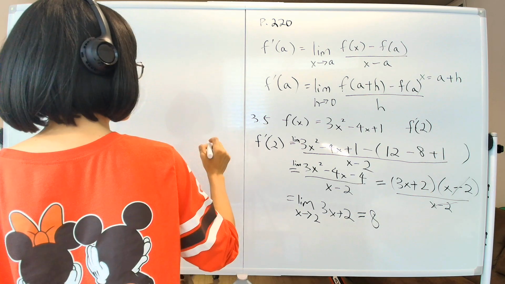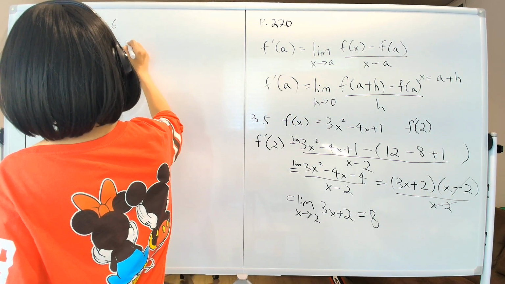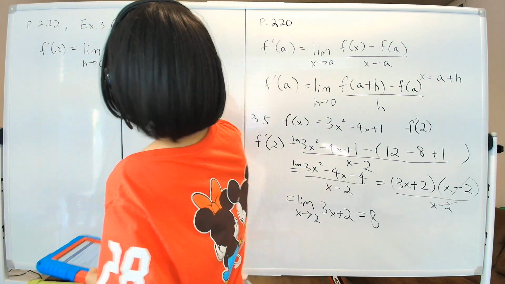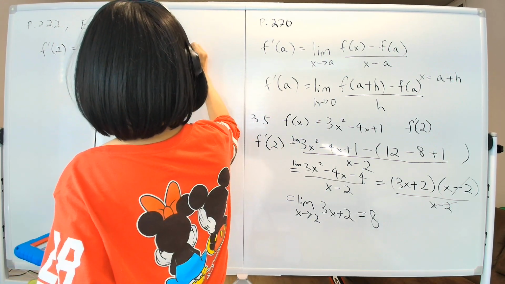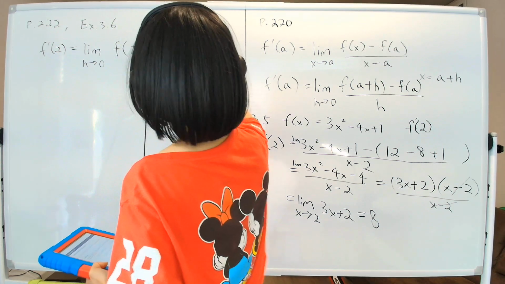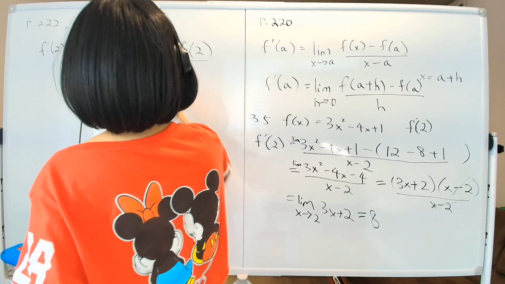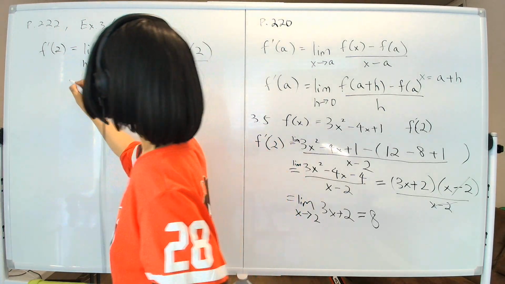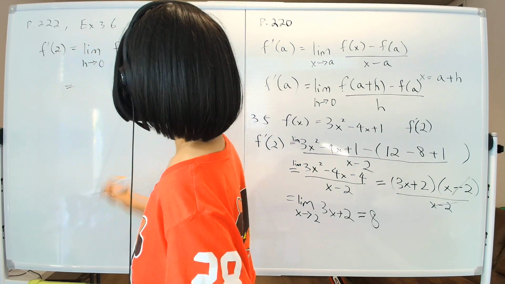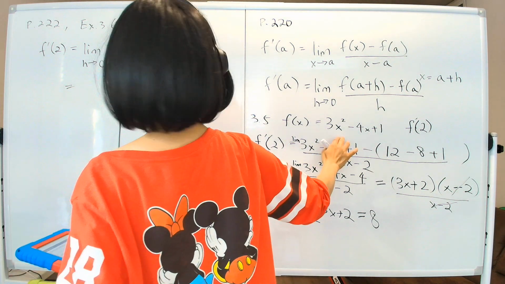So the first line would be f of, now a is 2, so a plus h becomes 2 plus h, minus f of a, which is just f of 2, and all divided by h as h goes to 0. Next step, we need to get this thing in there.